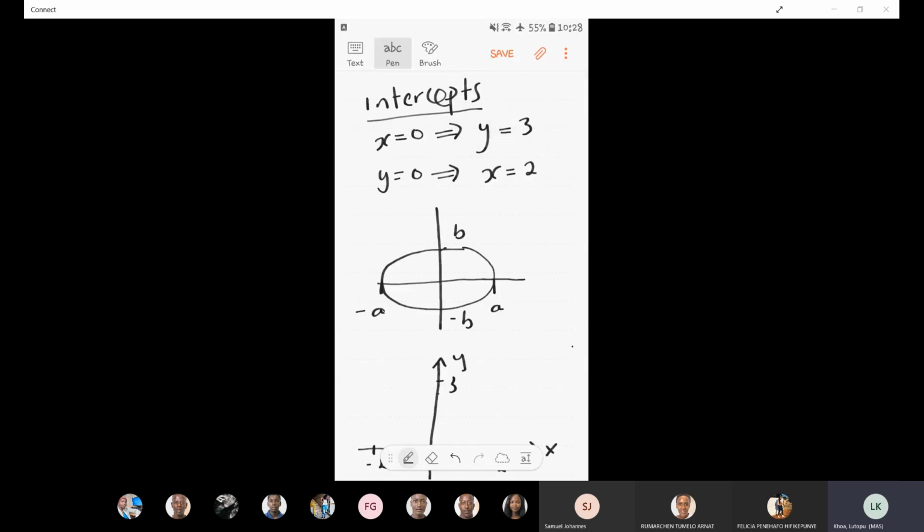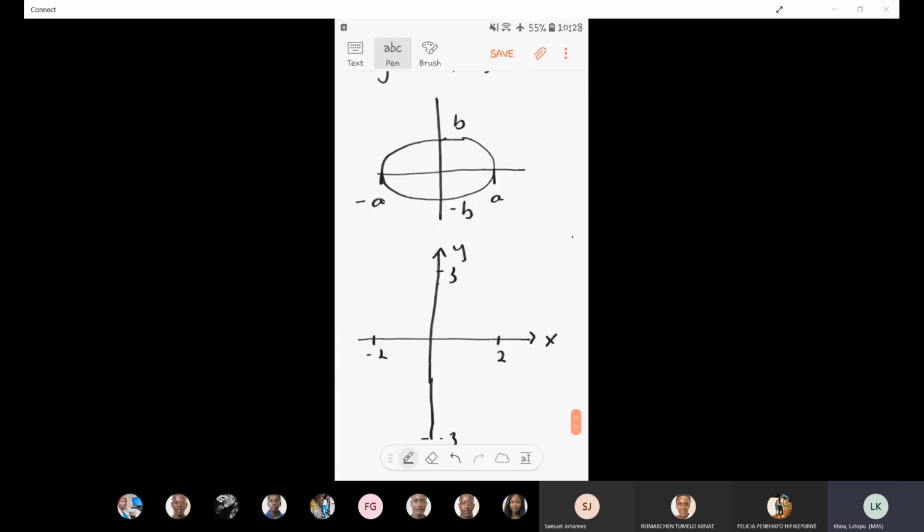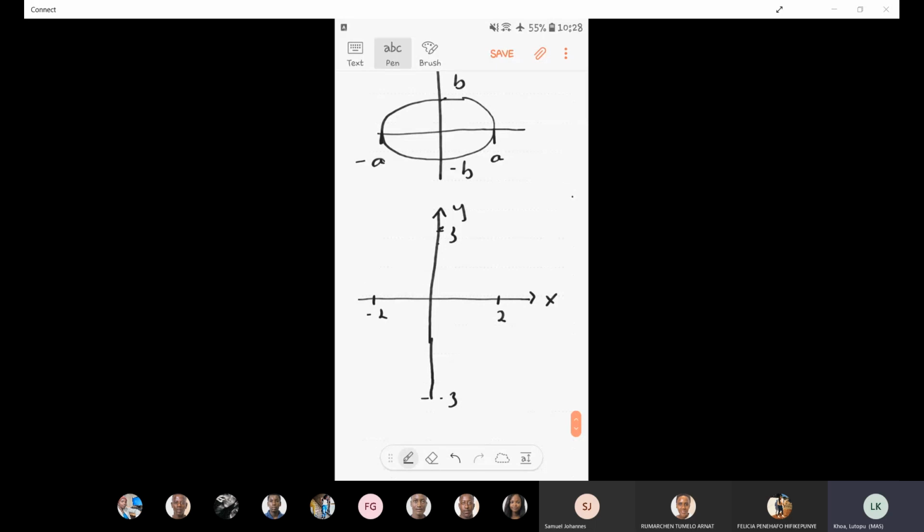Then we say that the intercept, we have 0, 3. That's this one here. And the other intercept is that. So what I do is I just connect them like that. So I only want the positive part of this curve there. And that's what I have.